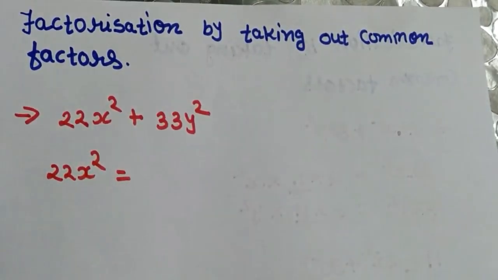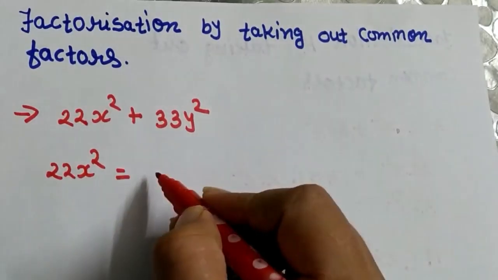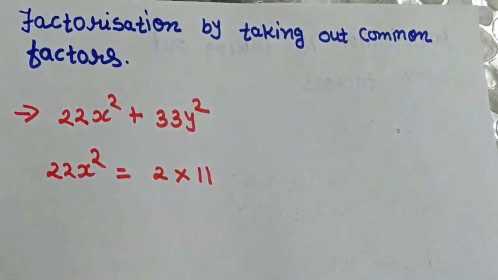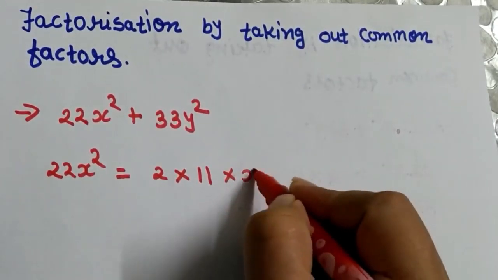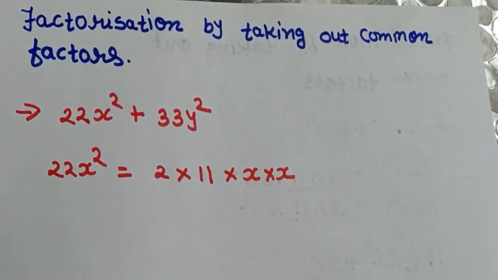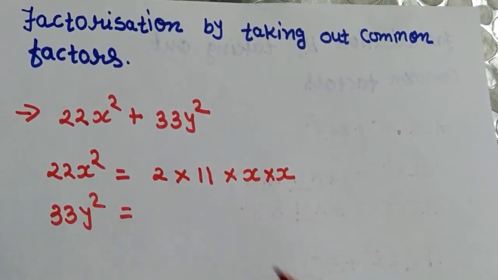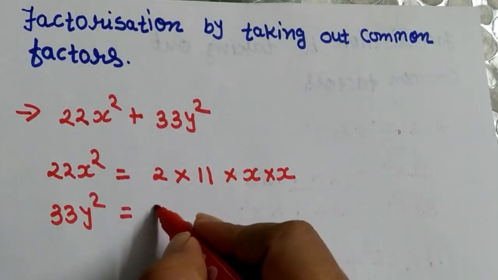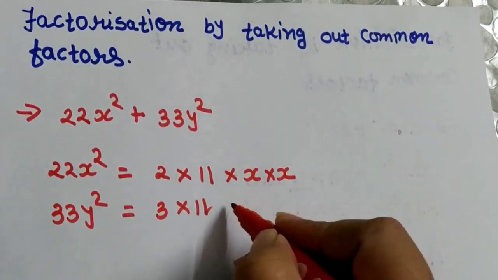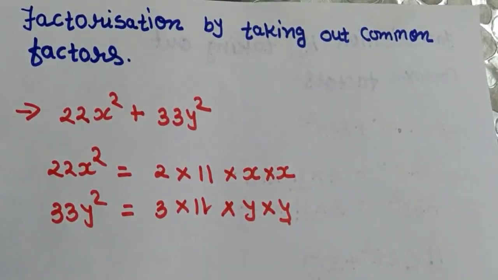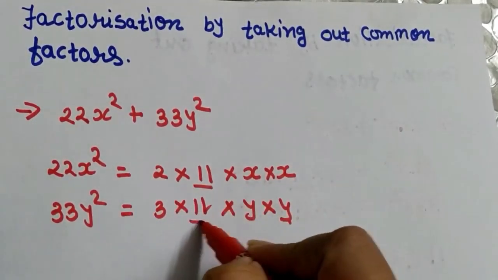So here we will write prime factors of 22x square. We already know that prime factors of 22 are 2 and 11. And the same we will write here x into x. We can write x square directly also. Here 33y square. We know the prime factors of 33, that is 3 multiplied by 11, and here we will write y into y. So in the prime factors of both the terms, we can find that 11 is a common factor.